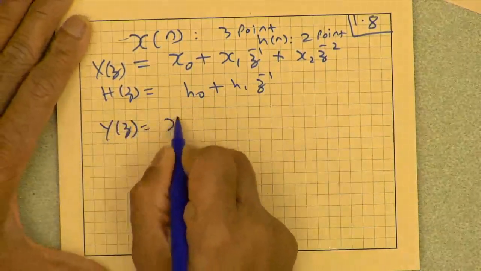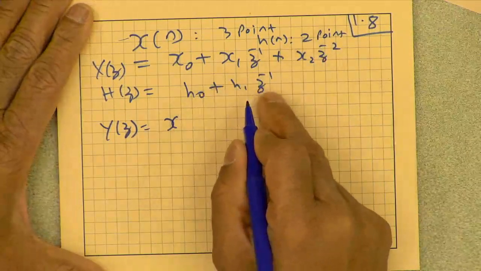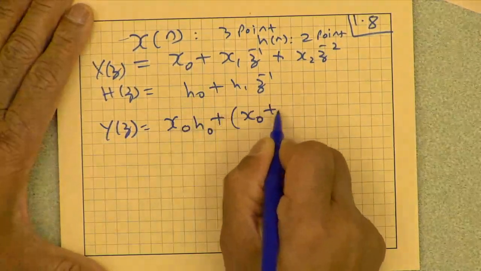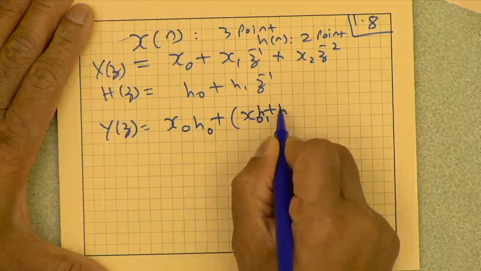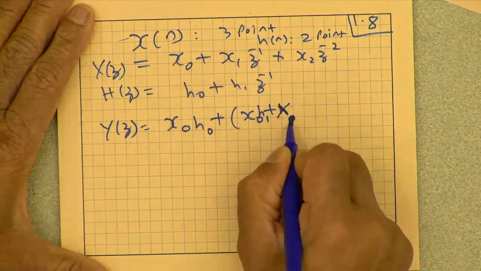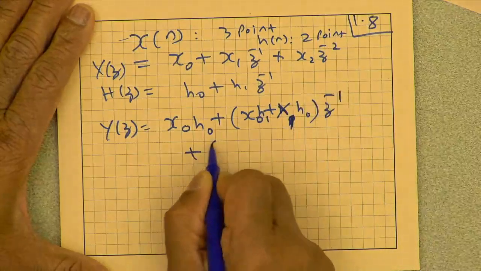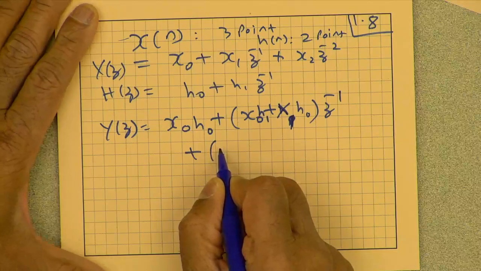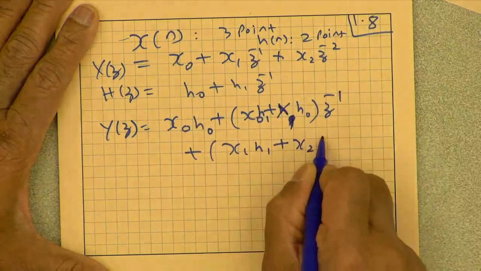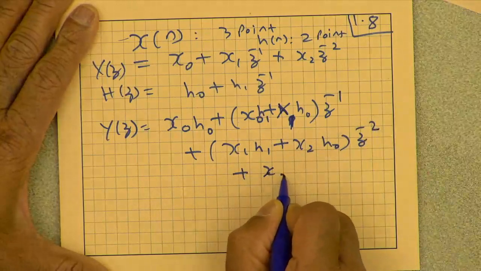Yz, if you take the product of a 3-term polynomial of degree 2 and a 2-term polynomial of degree 1, that's going to be X0 H0 plus X0 H1 plus X1 H0 z to the power minus 1 plus, how many z to the power minus 2 terms? X1 H1 plus X2 H0, and 1 z to the power minus 3 term.